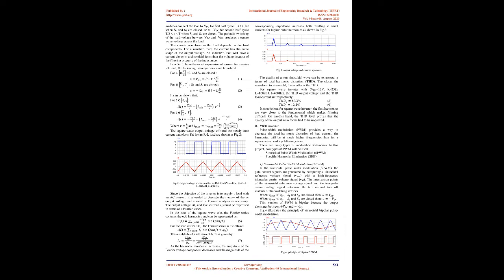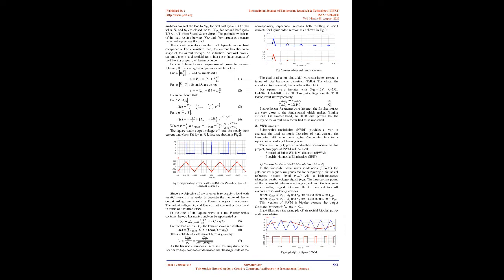The current waveform in the load depends on the load components. For a resistive load, the current has the same shape as the output voltage. An inductive load will have a current closer to a sinusoidal form than the voltage because of the filtering property of the inductance. In order to have the exact expression of current for a series RL load, the following two equations must be solved. Since the objective of the inverter is to supply a load with an AC current, it is useful to describe the quality of the AC output voltage and current.